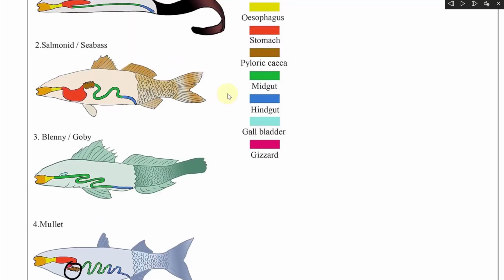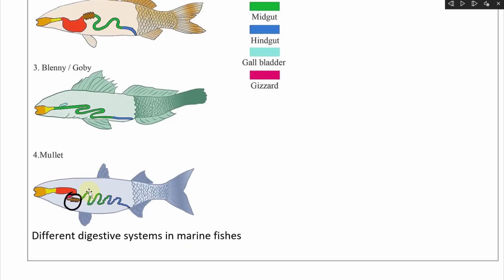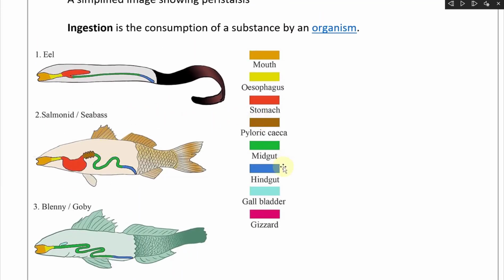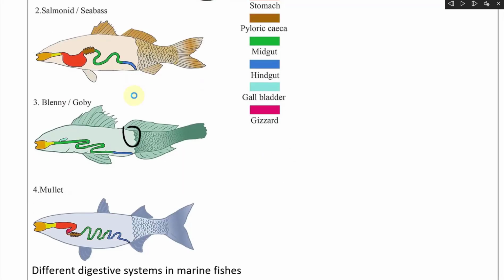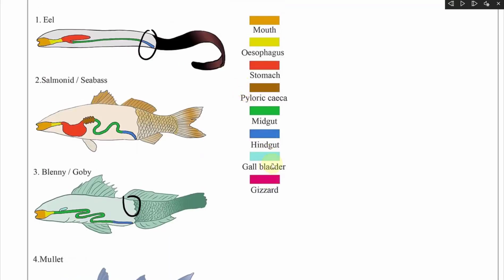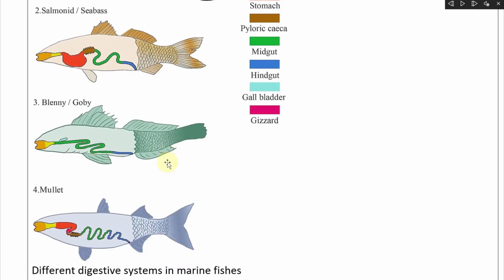Let's continue further. The midgut is this green part over here. The next one is the hindgut in blue, or the back gut, connecting right to the anus there. And then the next one is the gallbladder. Let's see where the gallbladder is on this one. This one has a gallbladder right over there, that bluish-greenish area.